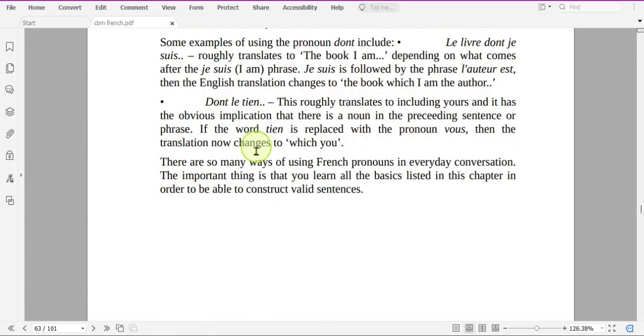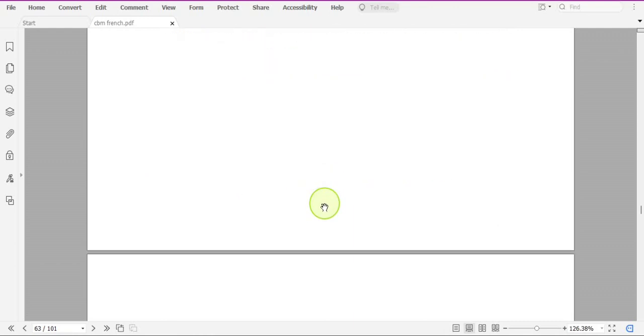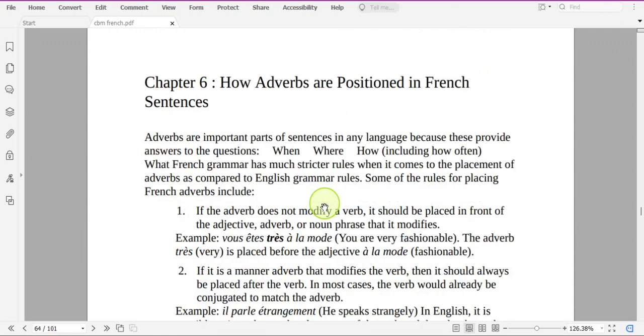Now, there are so many ways of using French pronouns in everyday conversation. The important thing is that you learn all the basics listed in this chapter in order to be able to construct valid sentences. Chapter 6. How adverbs are positioned in French sentences.